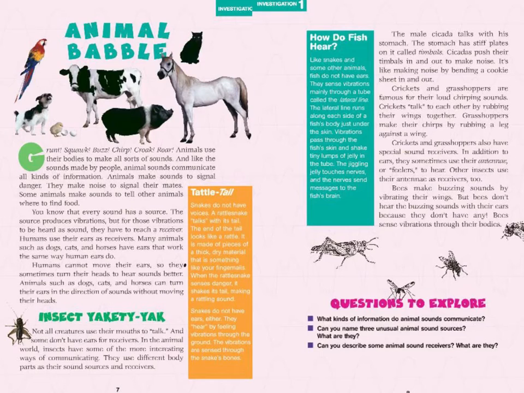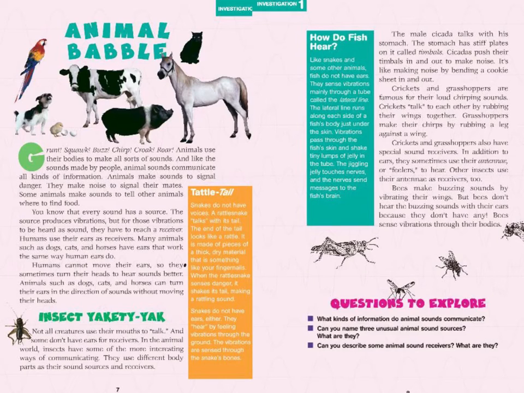Crickets and grasshoppers are famous for loud chirping sounds. Crickets talk to each other by rubbing their wings together. Grasshoppers make their chirps by rubbing a leg against a wing. Crickets and grasshoppers also have special sound receivers. In addition to ears, they sometimes use their antennae, or feelers, to hear. Other insects use their antennae as receivers too. Bees make buzzing sounds by vibrating their wings. But bees don't hear the buzzing sounds with their ears because they don't have any. Bees sense vibrations through their bodies.